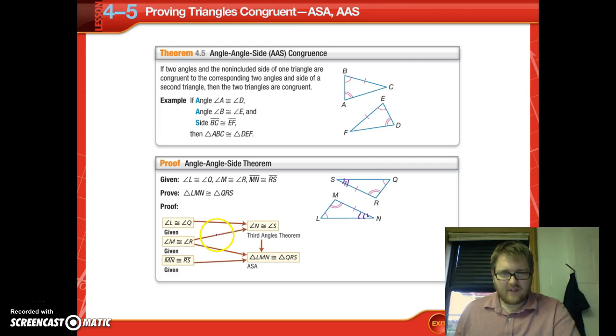And therefore, because we know that these two segments, MN and RS, are congruent, we can use angle-side-angle, which we've already proven, to help us prove angle-angle-side.